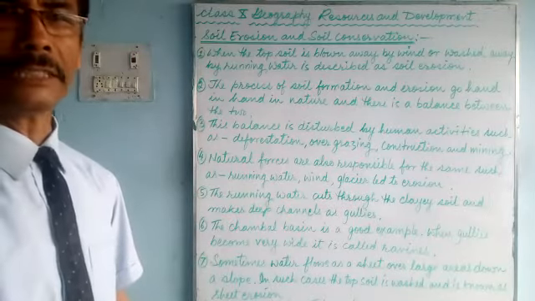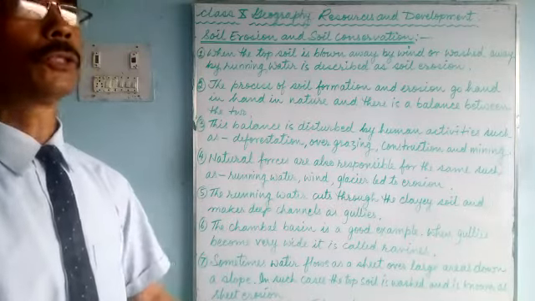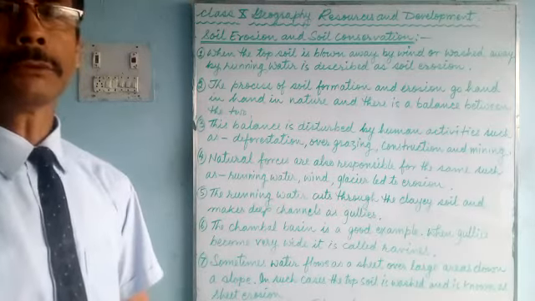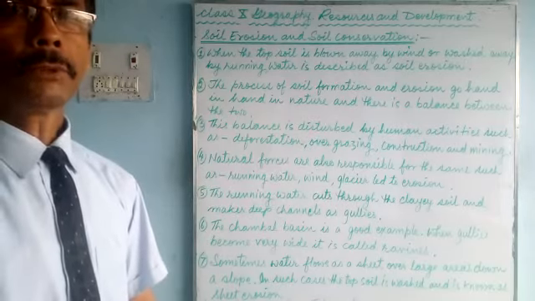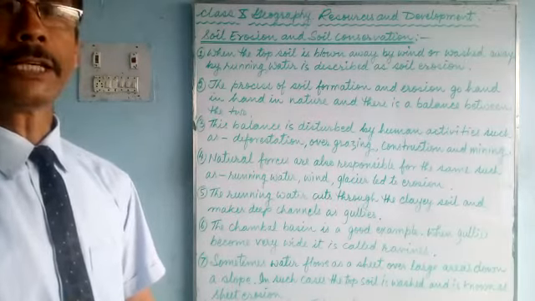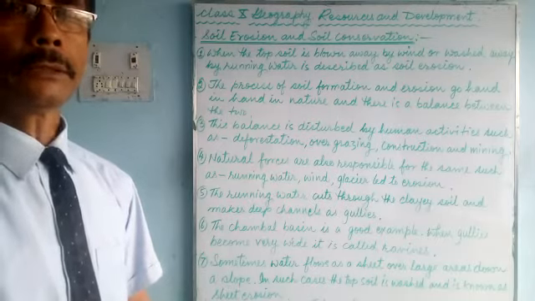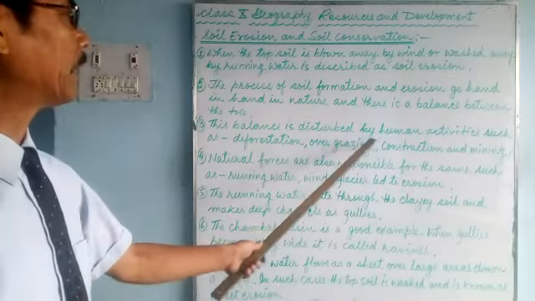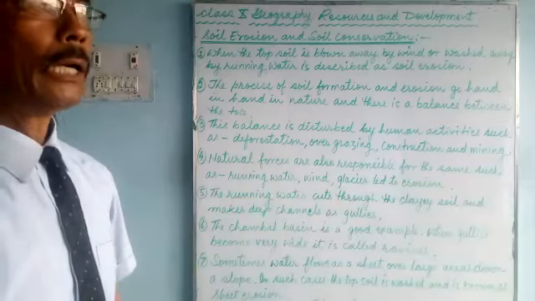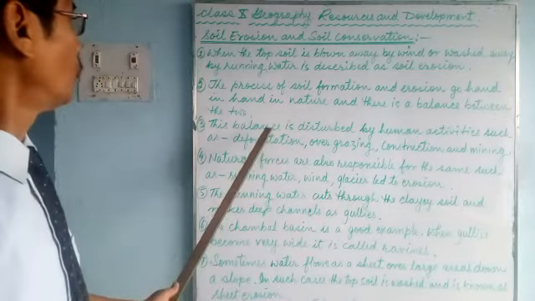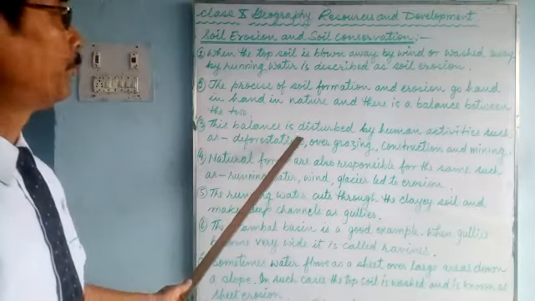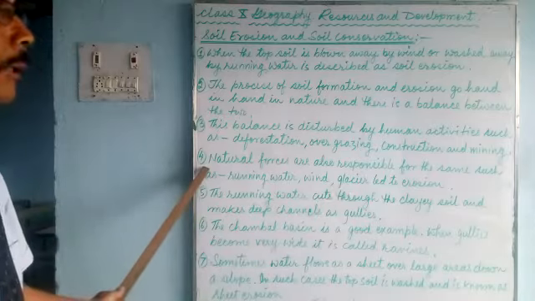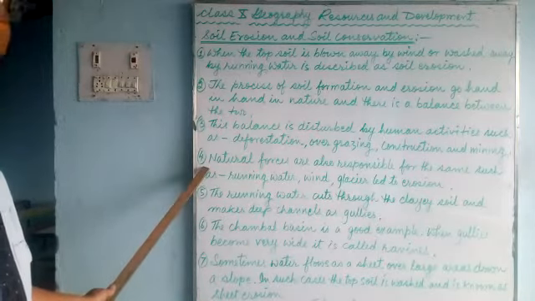What are the human activities? Human activities are various, such as deforestation, overgrazing, construction, urbanization, construction of industries and infrastructure, mining, and so on. So these activities such as deforestation, overgrazing, construction, mining, led to the disturbance in the balance of soil formation and soil erosion. Now here, not only human factors, natural factors are also there.